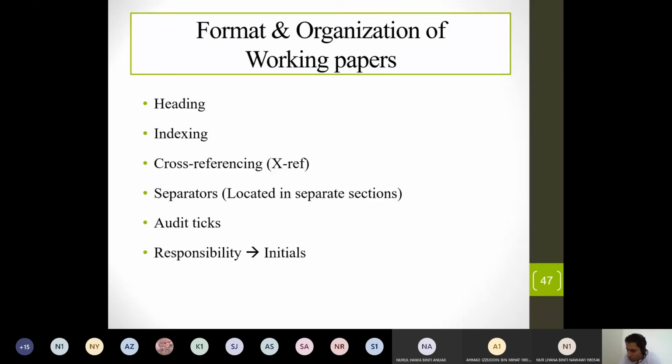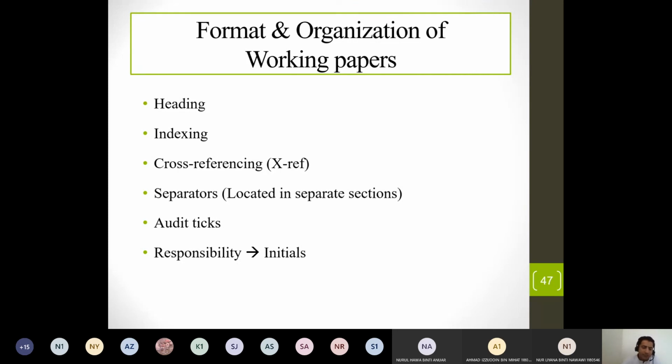Cross-reference. Cross-reference means the auditor needs to use cross-reference, either numbers, letters, or a mix of alphabet and so on. They need to cross-reference between the documents they prepare or the references they make. I will give an example in a short while in the next slide.